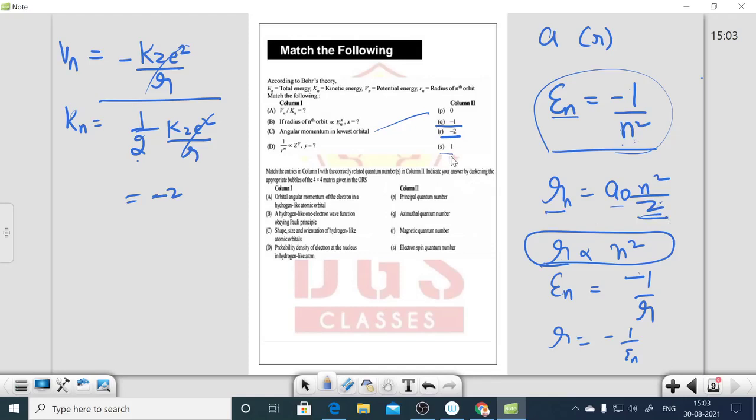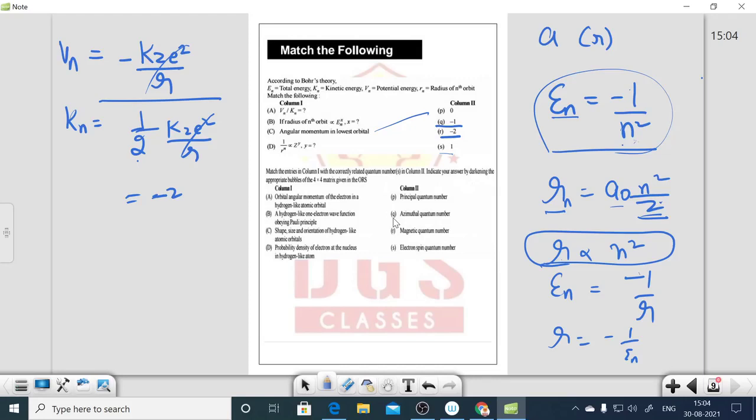Now the orbital angular momentum of the electron in a hydrogen-like atomic orbital. It has to do with the orbital angular momentum, that is l. A hydrogen-like one-electron wave function obeying the Pauli principle. That means we are talking about a hydrogen-like one-electron wave function. It can be the principal quantum number, it can also be azimuthal, it can also be magnetic or spin. All 4. B is related to all 4. Shape, size, and orientation.